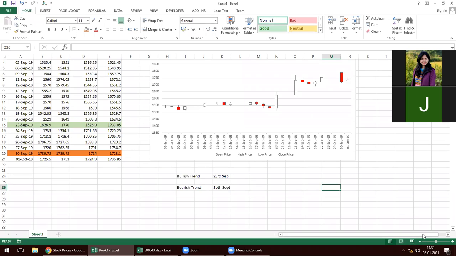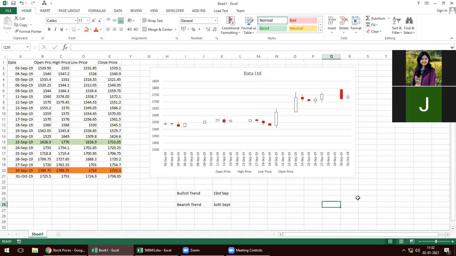Balaji, I'm seeing Balaji now only. No response. Balaji, what happened? Jojin, your company, when is there a bullish trend, when is there a bearish trend? Sir, bullish is on 21st September and bearish on 25th September. Okay, nice. You can save that one.